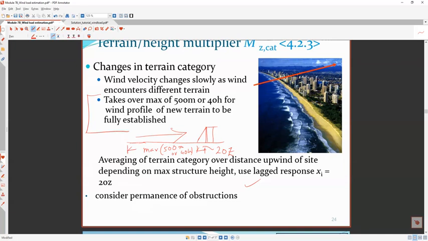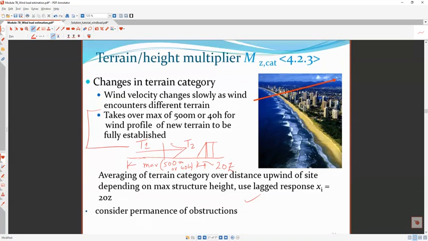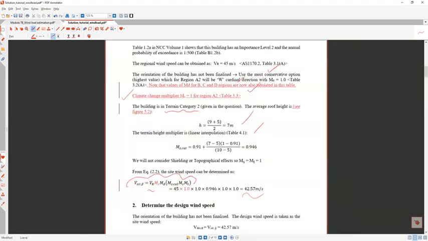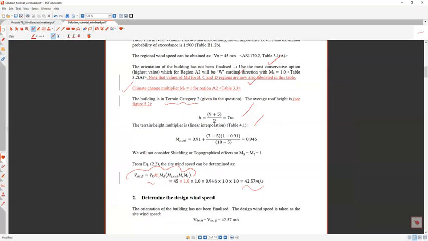This standard is quite involved. So we are thinking that the wind is like this. And then if you see that, okay, we are getting different ones, this is terrain category 1, this is terrain category 2, for example. Then you use the weighted average to calculate the value of Mz,cat. If you look at here, we have only done the linear interpolation, but we may have to do that as required.